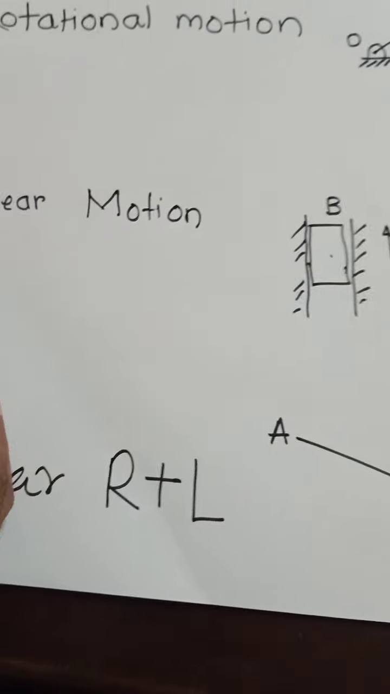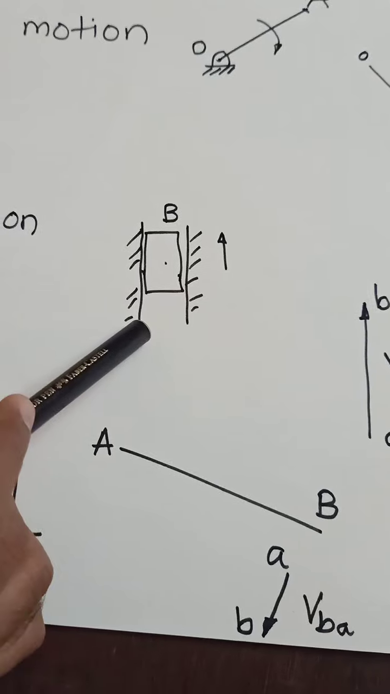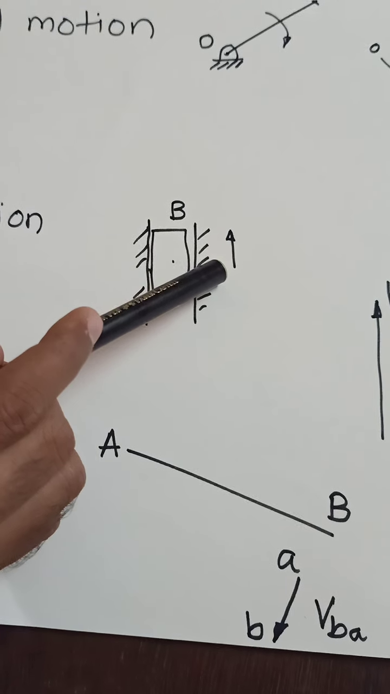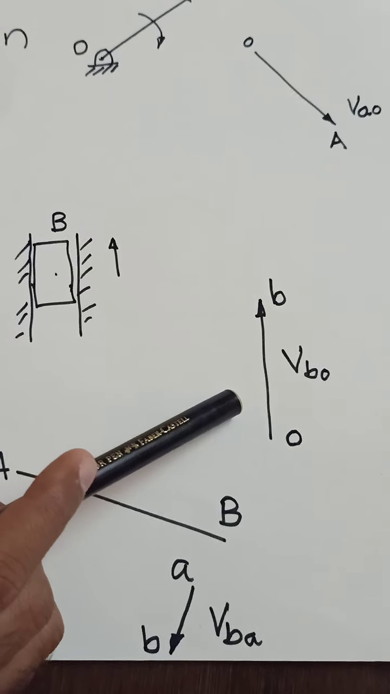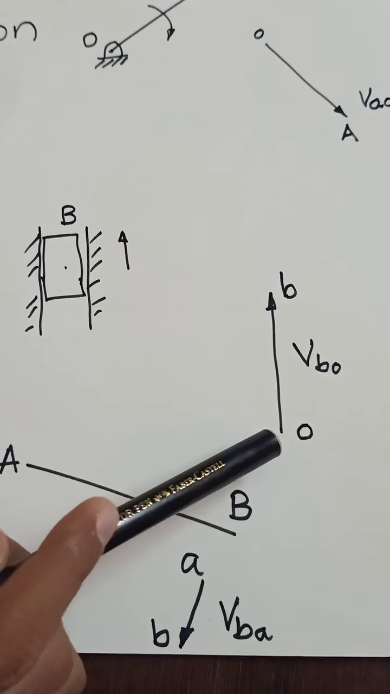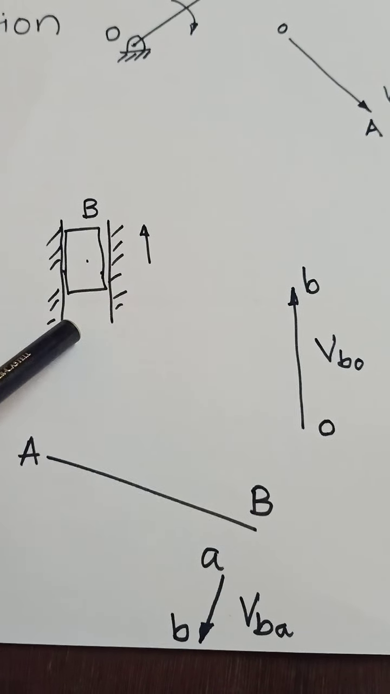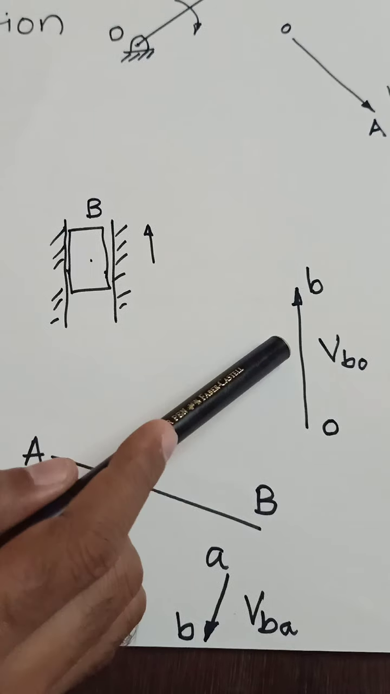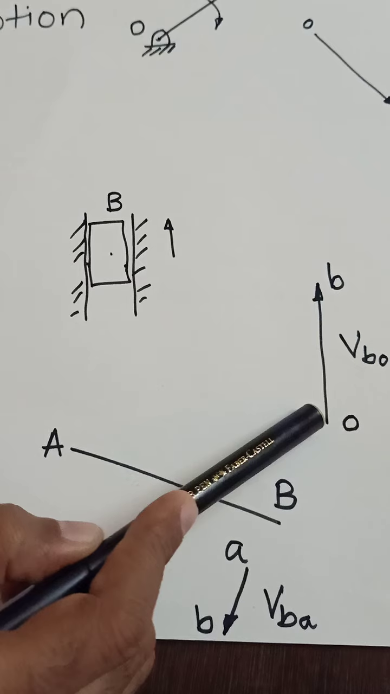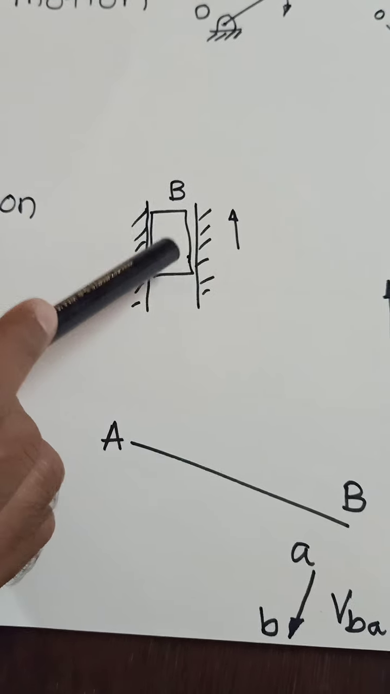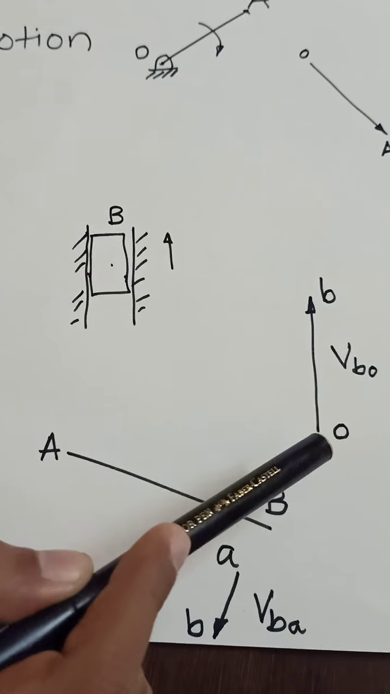When we have linear motion like a slider, here I have shown an example of a slider which is moving vertically. If this slider is moving vertically up, then the velocity vector VBO will be parallel to the path of this slider. So if the slider is moving vertically, the vector will be vertical. Since this is moving upwards, the direction of the velocity vector will be upwards, and this is also absolute velocity. So the starting point of this vector will be point O.